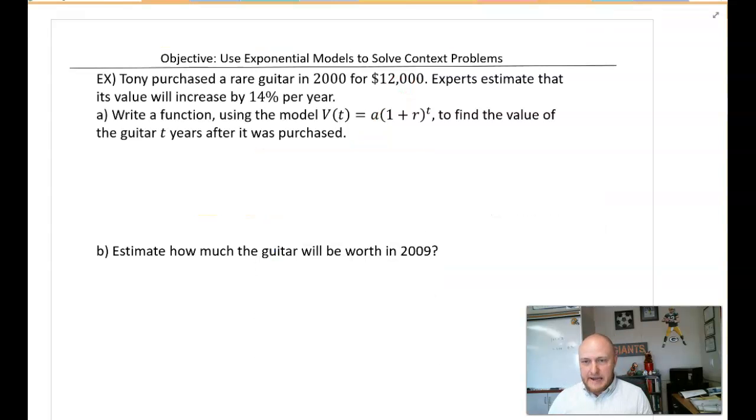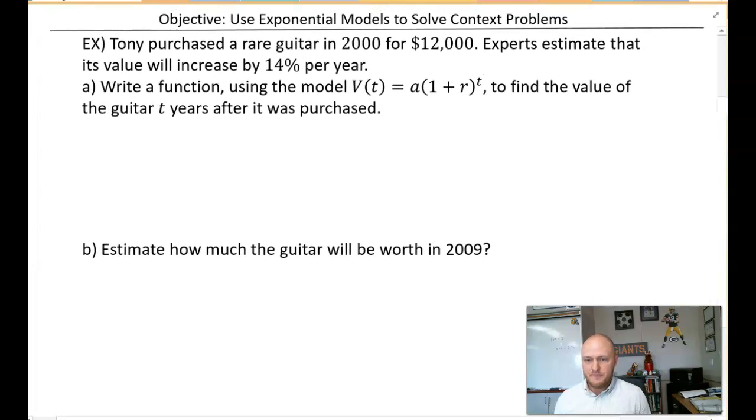All right, so let's put this into application. Here's our first example, and I'm going to annotate. Especially when you have a context problem, highlight or write down the key information that's given. It says here, Tony purchased a rare guitar in 2000 for $12,000. Experts estimate that its value will increase by 14% per year. It's increasing, so right away you know this should be exponential growth.